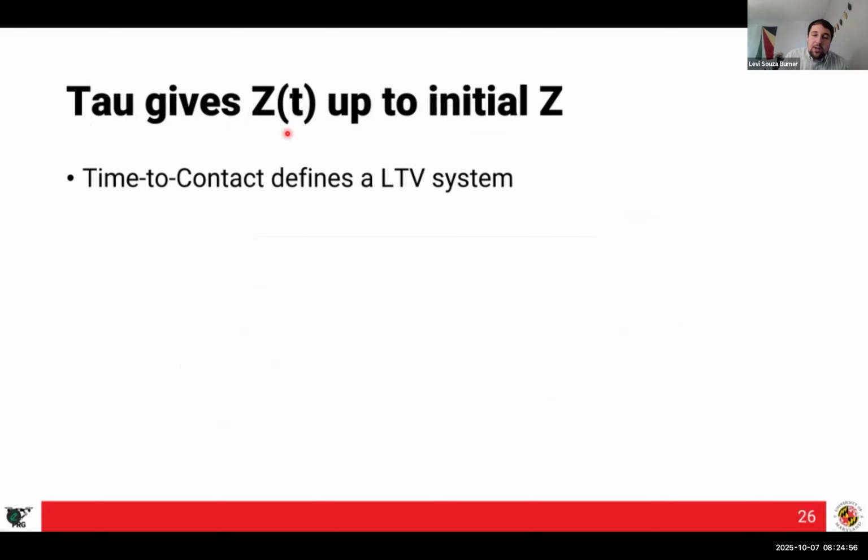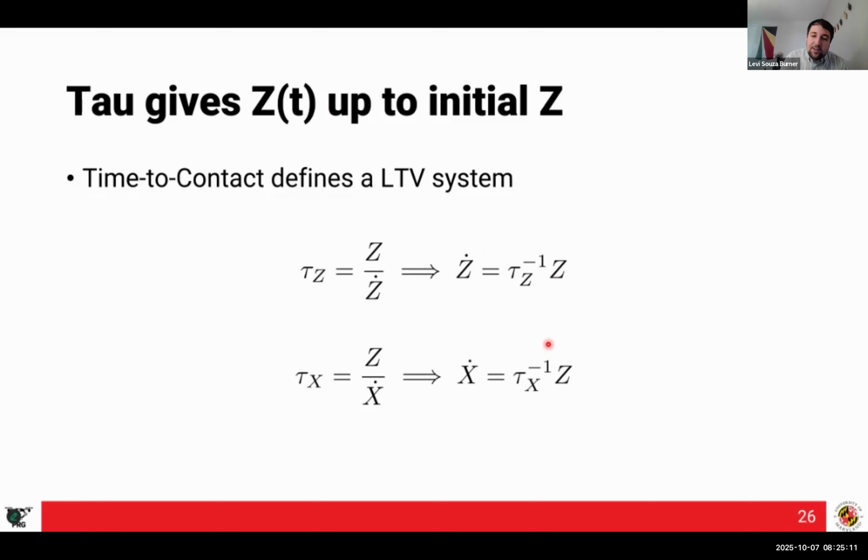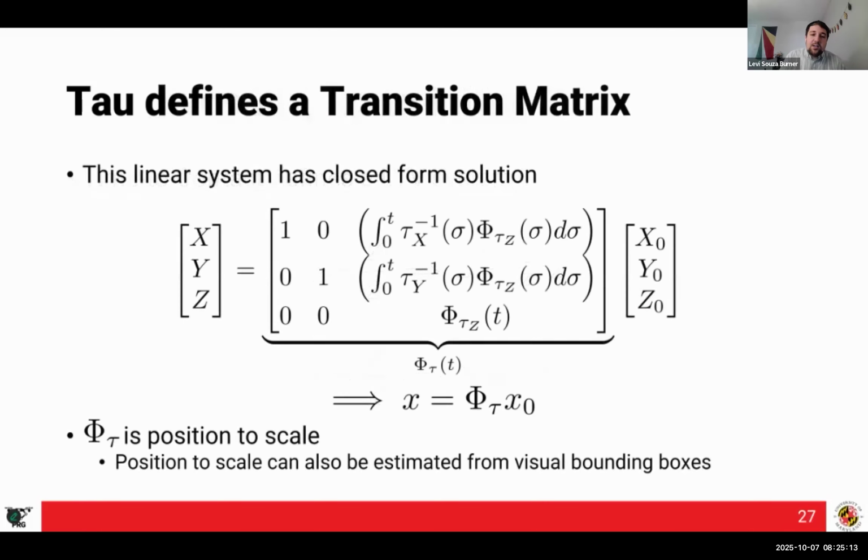These things define what we call a linear time-varying system, whose details I will skip. Basically, the idea is that we can get an ordinary differential or a time-varying differential equation for our velocity times this time to contact quantity times our position. We can get an equivalent thing for the x direction. And if you take these quantities and integrate them in a special way from time to contact, we get what we call a transition matrix, which I have outlined here.